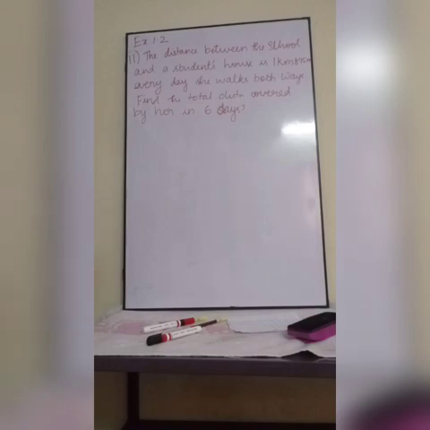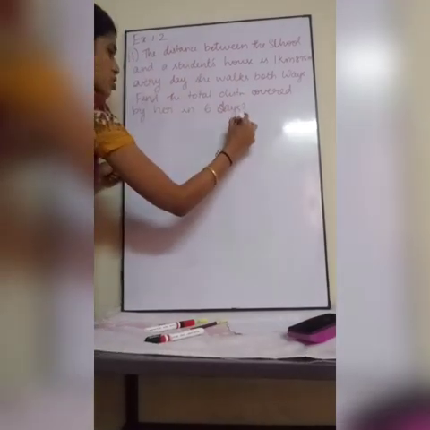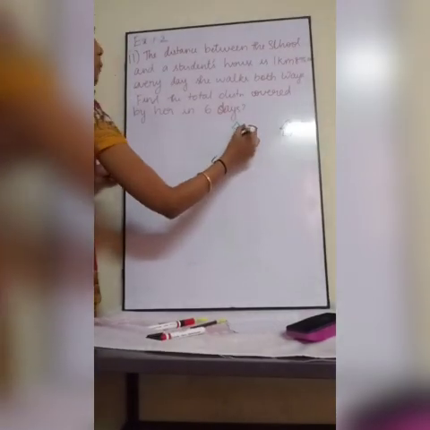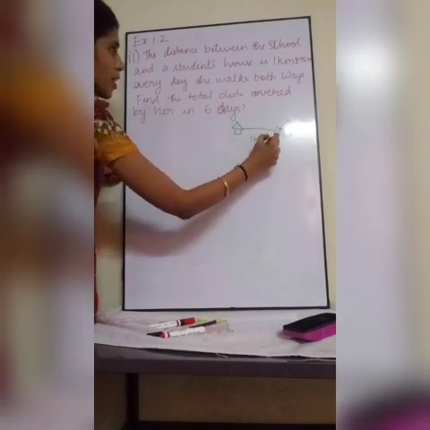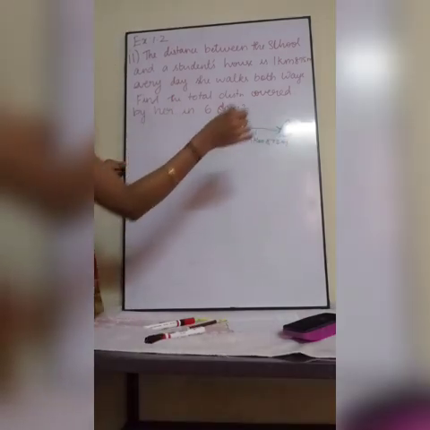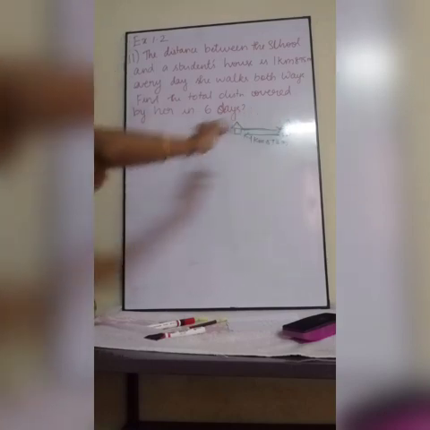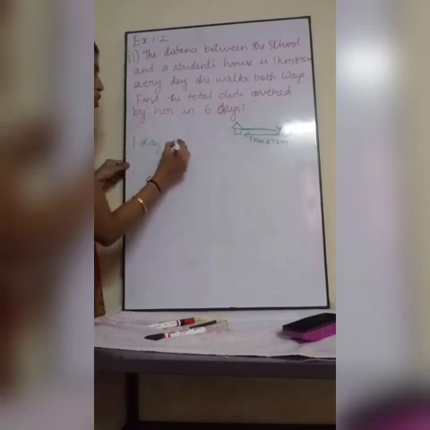Distance between the school and the home. So this is the school, this is your home. The distance between school and the student's house is 1 kilometer 875 meter. She walks both ways, so she will go and also return. So she will walk the same distance 2 times. Find the total distance she will cover in 6 days. So how much will she walk in one day?